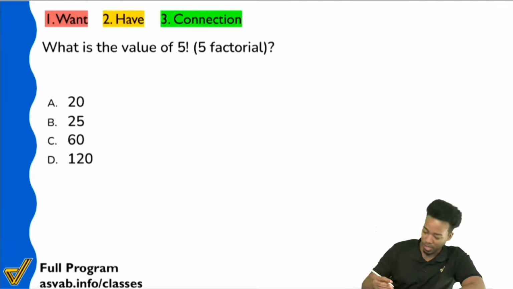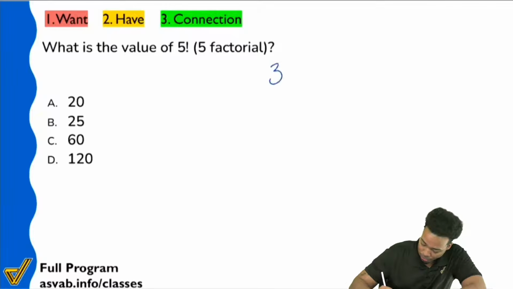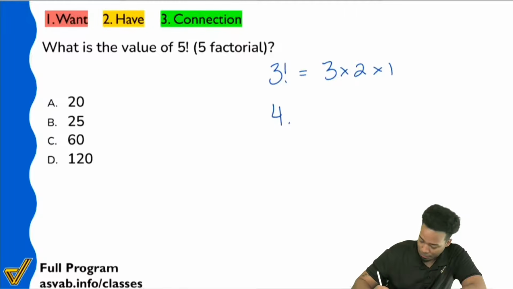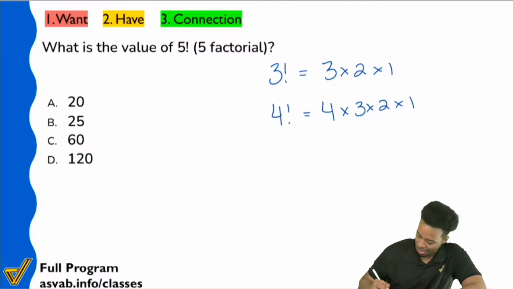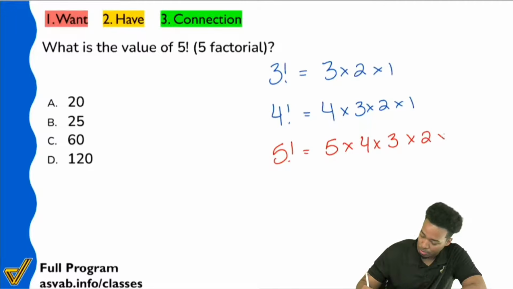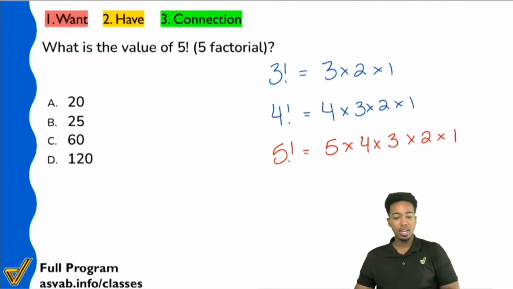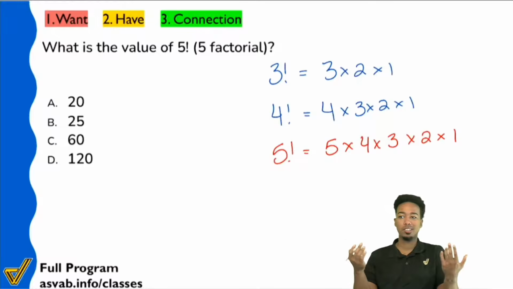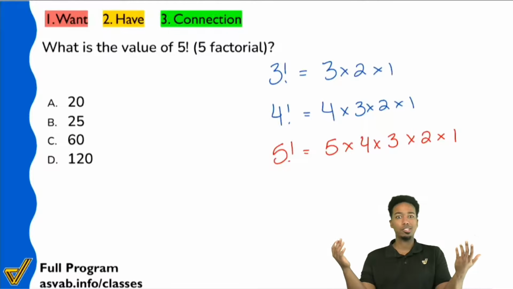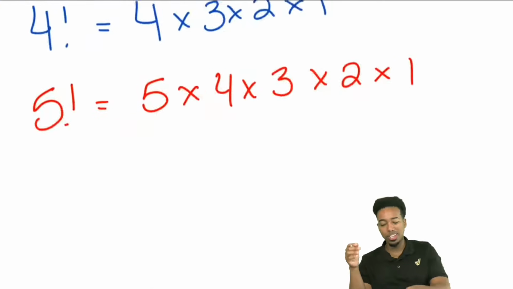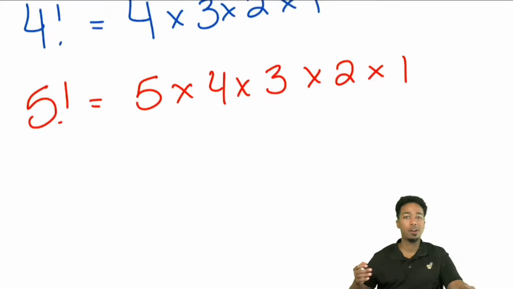So essentially, if we say, hey, what's 3 factorial? That's 3 times 2 times 1. If we say 4 factorial, that's 4 times 3 times 2 times 1. And if we say 5 factorial, that'll end up being 5 times 4 times 3 times 2 times 1. And the 1 isn't really important at all because if you're multiplying by 1, it's just going to stay the same number. So we can really ignore the 1 and we can just start working backwards nice and easy.